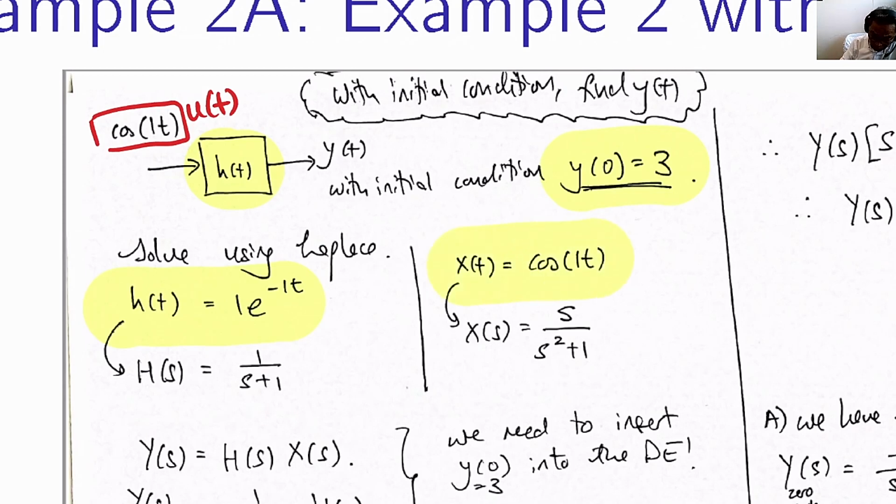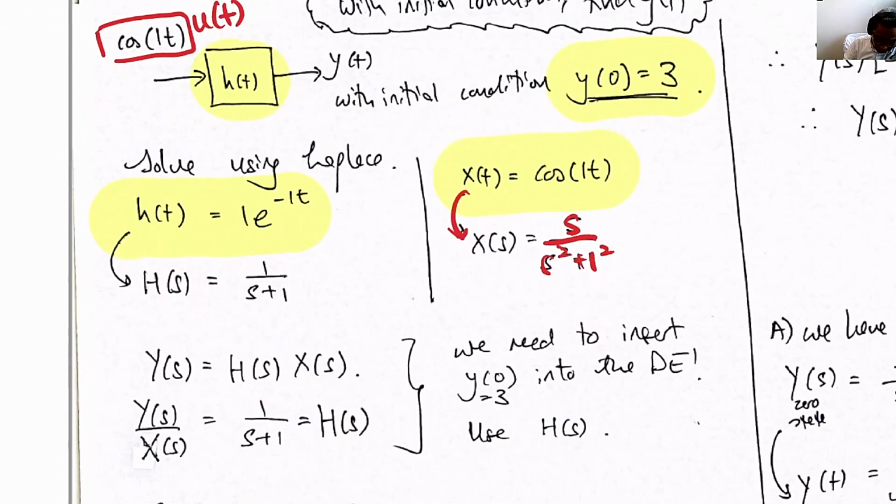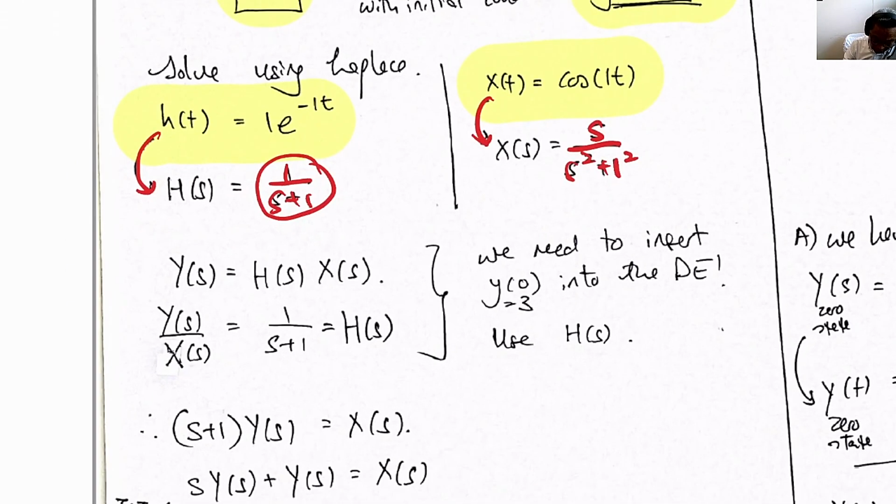Okay, so let's again practice this. x of t equals cosine 1t. Its Laplace transform is s over s squared plus 1 squared, and 1 squared is 1. The Laplace transform of h of t is 1 over s plus 1, so that's trivial. And we have y of s equals h of s multiplied by x of s.